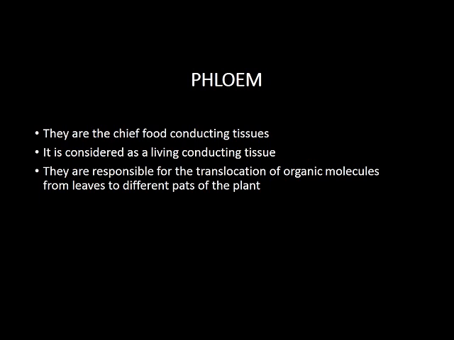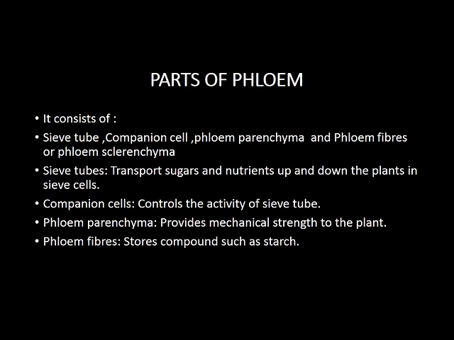Okay, and they are responsible for translocation of organic molecules, that is the glucose, from leaf to different parts of the plant. It also has four parts: sieve tube, companion cell, phloem parenchyma, phloem fiber or phloem sclerenchyma. Okay, children, the sieve tube helps in the transportation of sugar and nutrients up and down in the plants, because the food molecules can be required in any part of the plant.